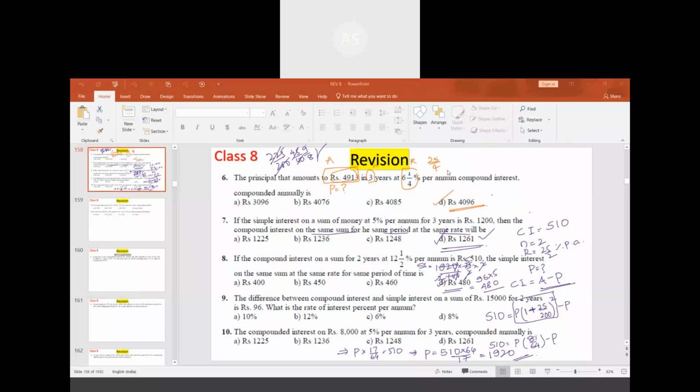Before I start this compound interest topic, I want to know if there are any doubts. Tomorrow I have an exam. Any doubts?